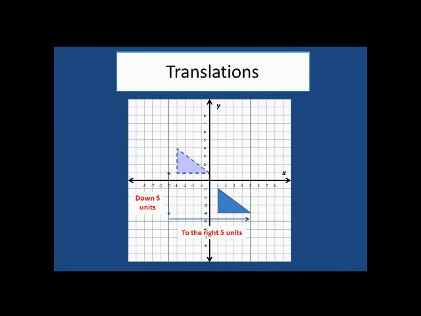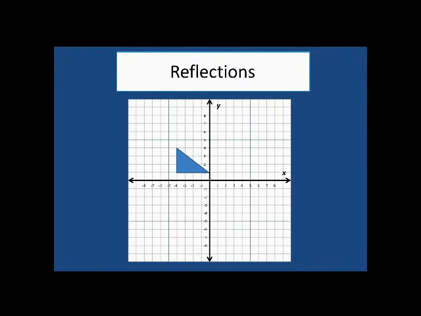Let's take a look at reflections. A reflection is basically exactly what it sounds like, reflecting a shape over a line as if that line were a mirror, just like that. Let's take a closer look. So first we have to decide what we're reflecting the image over, the line of reflection. In this case, it's the y-axis.